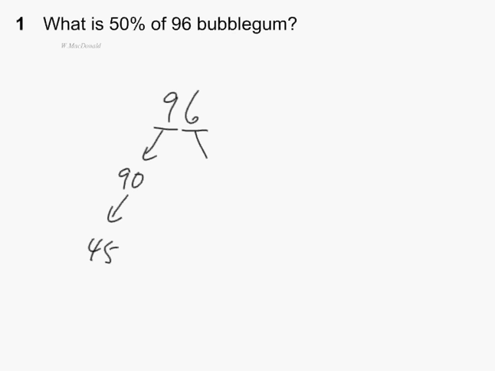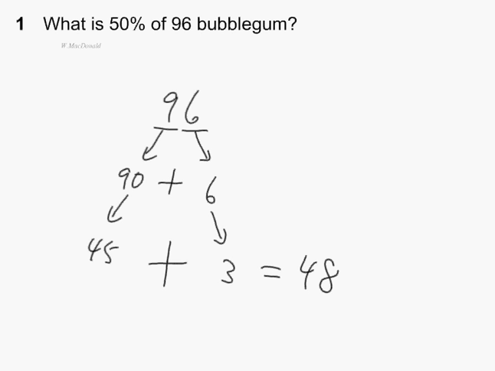This number that I underlined is 6. So instead of thinking of 96, what I'm really doing is thinking of it in place value, breaking it down by place value into 90 and 6. Half of 90 is 45. Half of 6 is 3. The sum of those two numbers is 48.